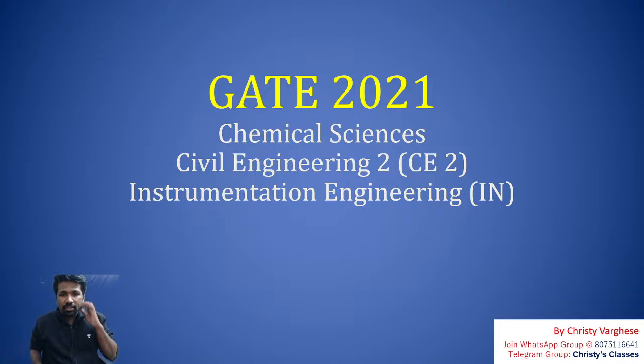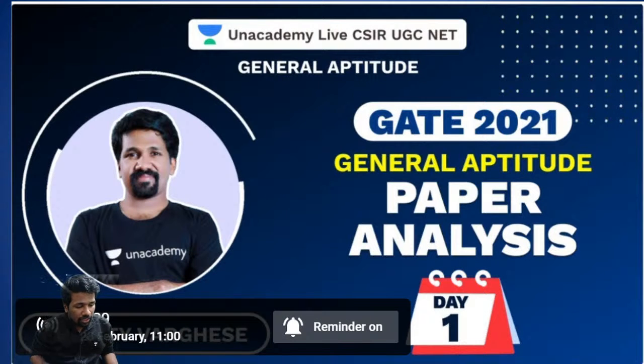So today we are discussing chemical science, civil engineering 2, instrumental engineering. All these subjects had the same general aptitude paper because it was in the same time slot, that is 6th February morning slot. The exam was conducted, so all those exams had the same question paper. So we are discussing that question paper today. This is the third lecture in the series.